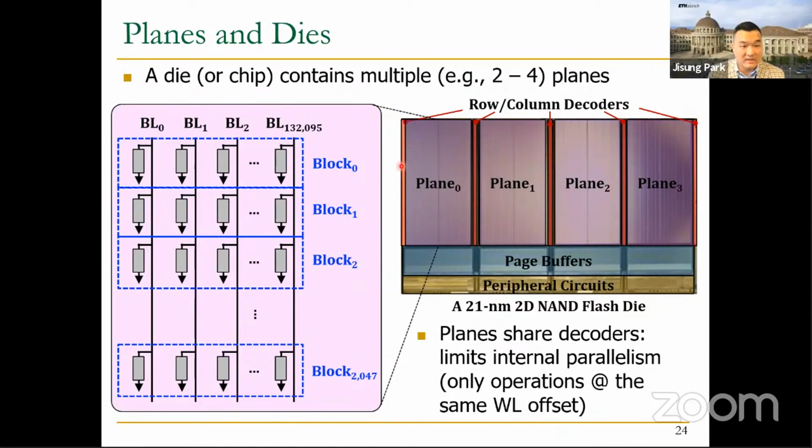This means that you can regard this line as a single page, and we can make all the planes concurrently operate only for operations on the same page offset in the planes. Okay, and this is called the multiplane operation, and we will also cover this in more detail in a background lecture later. And please note that this is a die, which is different from a NAND flash package. A NAND flash package, in fact, commonly contains multiple dies that can operate independently of each other.